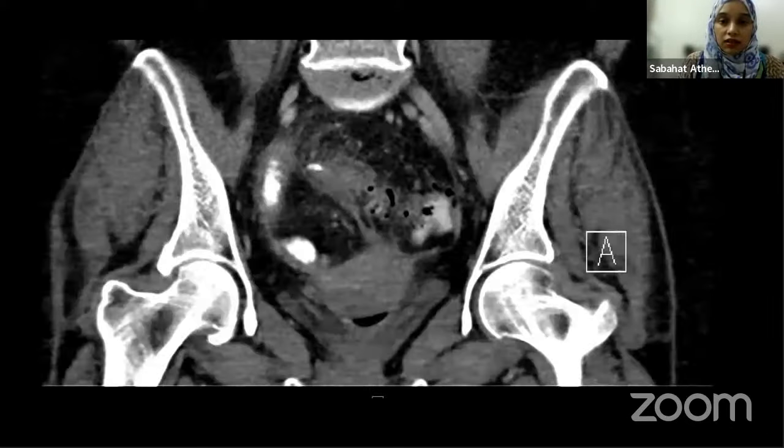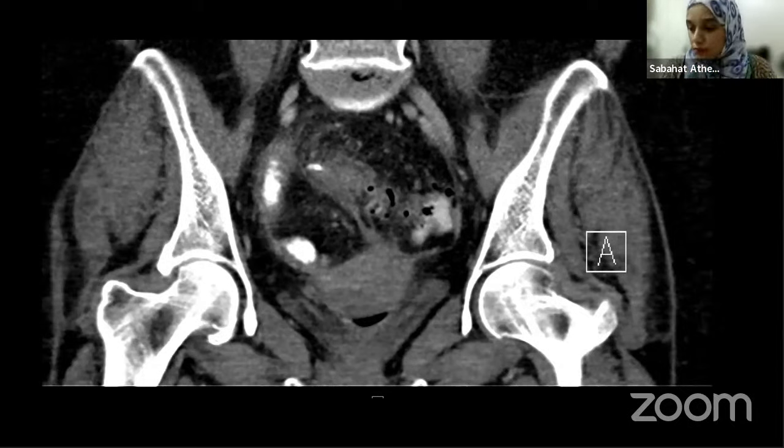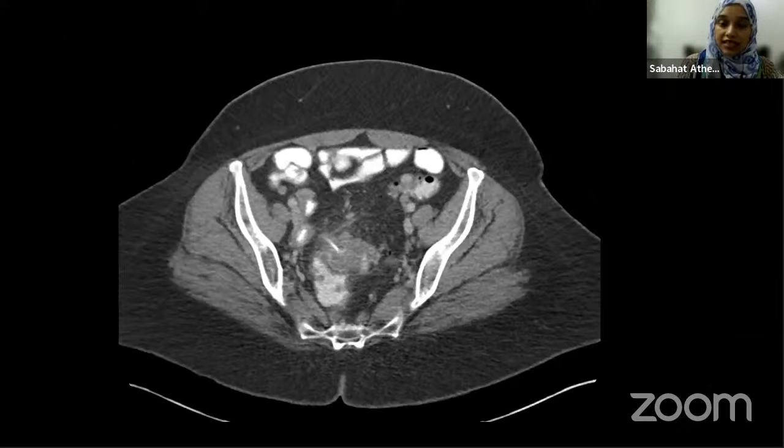Everybody picked it up. Now, this is an adult male who has come with lower abdominal pain. What do you think is happening here? I have two images. This is a coronal zoomed up image of the pelvis. And the other one is the axial image. I'll wait for the chat to come in.